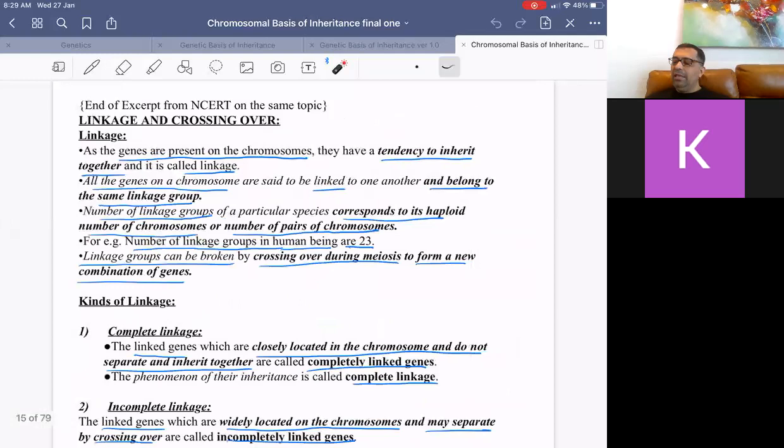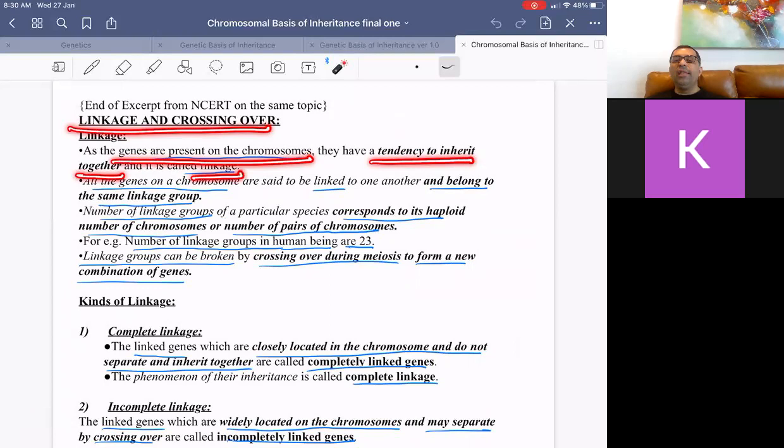Then we have the concept of linkage and crossing over. All the genes present on a chromosome have a tendency to inherit together and this is called linkage. So, jitne bhi genes ek chromosome pe hote hai, they tend to inherit together and this is called linkage.